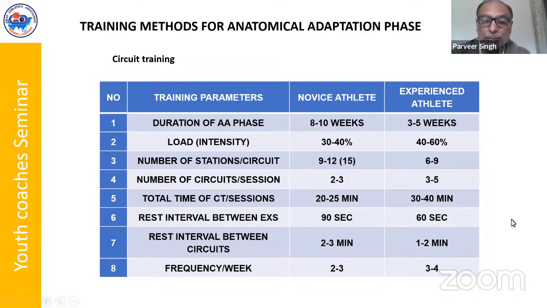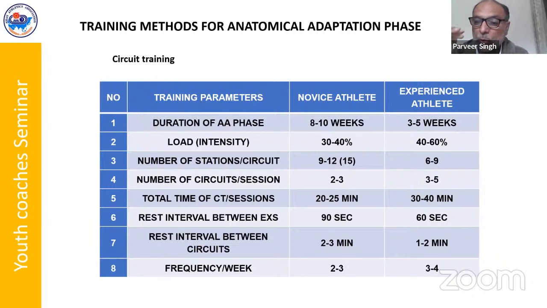This is just an example of circuit training. You can go for circuit training. Here the number of circuits means the number of sets. So you can have 2 to 3 for a beginner, or 3 to 5, or even 3 to 4 is sufficient. So that is the number of sets.